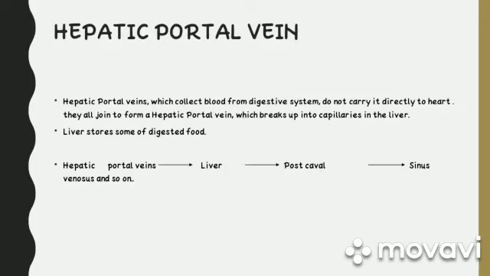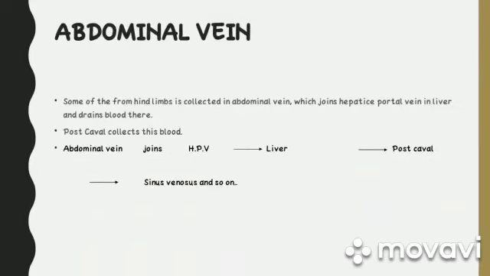Students, in this picture the flow chart of hepatic portal vein function is there. You can see the hepatic portal vein, after collecting the deoxygenated blood from digestive system, goes to liver and gives its digested food to liver, and then the blood would go to postcaval. The postcaval would carry it to sinus venosus, and so on. Means it will go to the circulatory system, which we already have done. Now moving towards the abdominal vein.